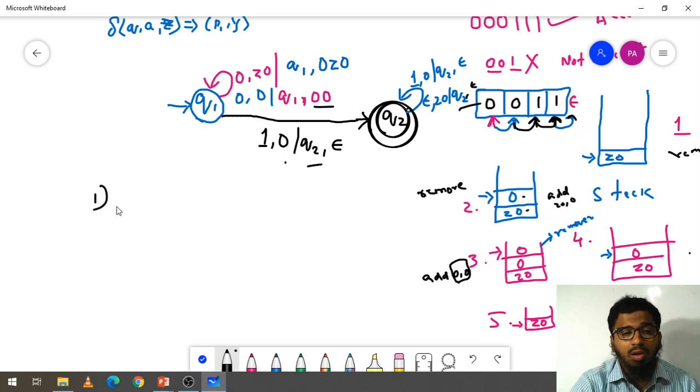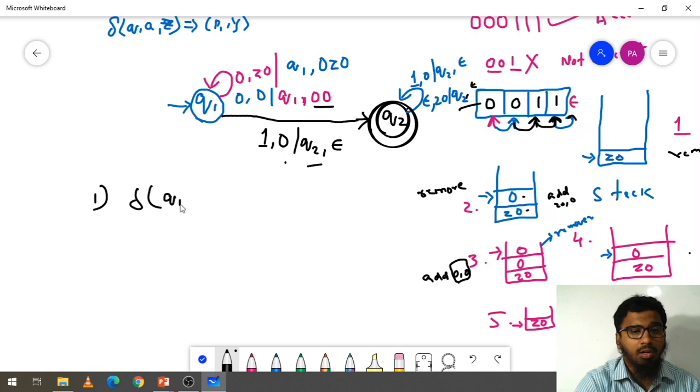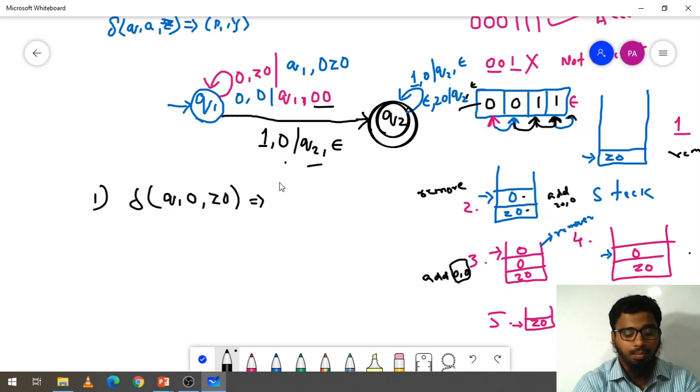First, what is the first one? When q1, delta q1 comma 0, and what is our stack symbol? That is z0. Whenever we have this, what answer are we getting? When we have delta q1 comma 0 comma z0, at that time we are getting q1 comma 0 z0.